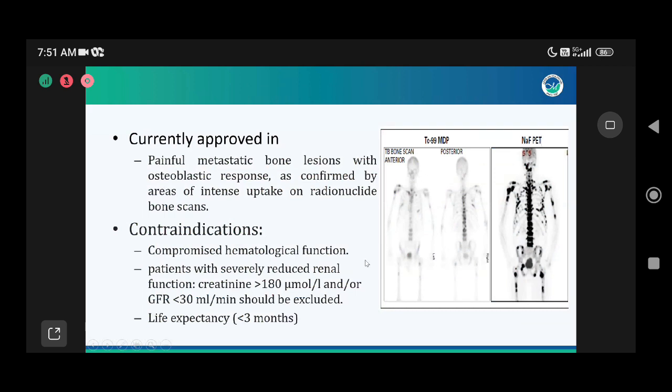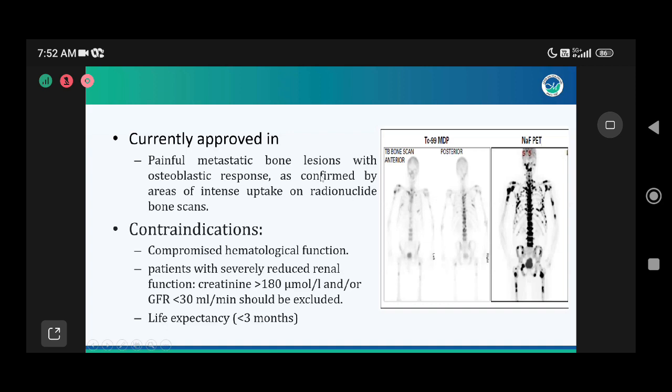So currently bone pain palliation is approved for metastatic painful bone lesions with osteoblastic response, as confirmed by areas of intense uptake on radionuclide bone scan. If you see, this is an MDP bone scan and the right side one is a sodium fluoride PET bone scan. This intense uptake in the vertebrae, ribs and bilateral humerus is showing very high uptake. This high uptake is based on the osteoblastic response in which newer bone formation is happening, and MDP as well as sodium fluoride PET targets that newer bone matrix. So the uptake is shown properly.